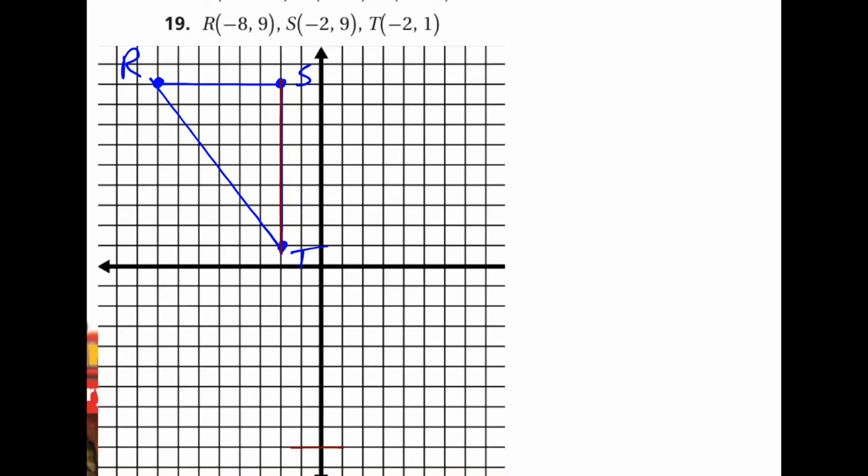Similarly, ST is vertical, so the altitude is going to be horizontal and has to pass through R. So the altitude is going to be right here. And these two lines, I can already see where they cross. That's at (-2, 9), which is my answer. There is, of course, a much longer path to that solution, but that's the simple way.